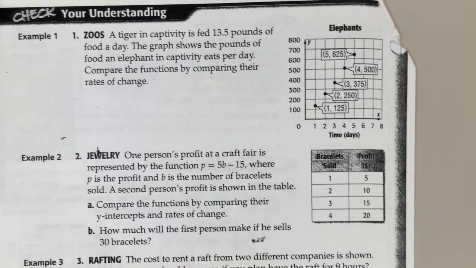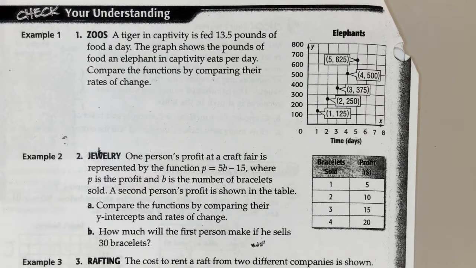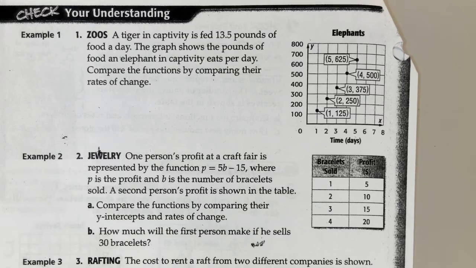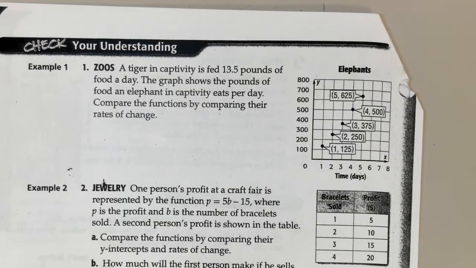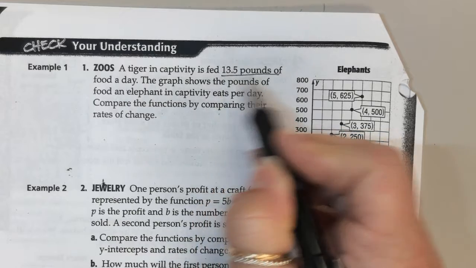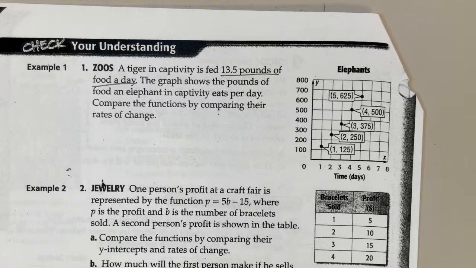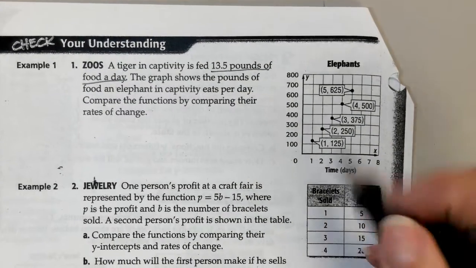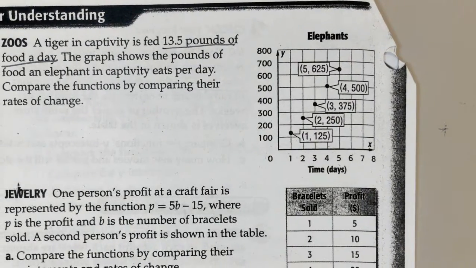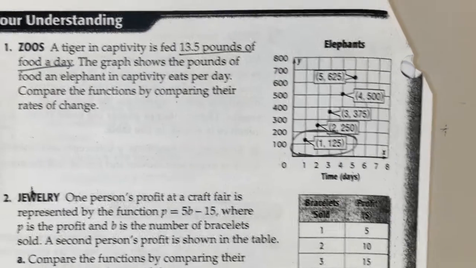We should have time to do one of these. So let's look at example 1. Your homework is going to be 4 through 9. So you're going to start under the place where it says practice some problem solving. But let's go ahead and look at this zoo one. A tiger in captivity is fed 13.5 pounds of food per day. There's my function. The graph shows the elephant's food per day. So can I see how much the elephant eats in one day without doing any math? How much? 125. Right. Okay.